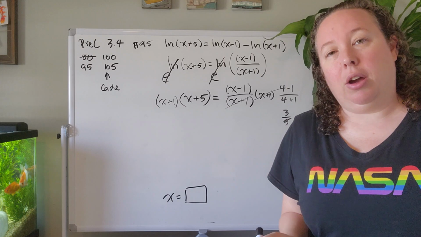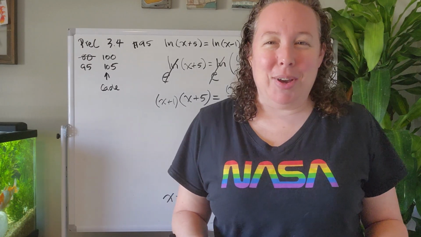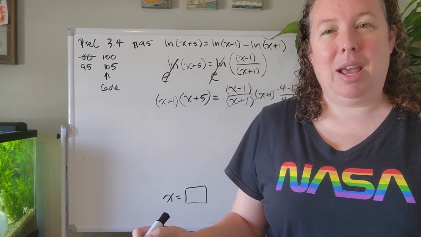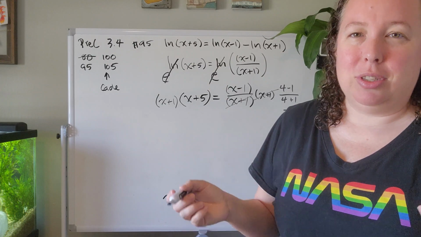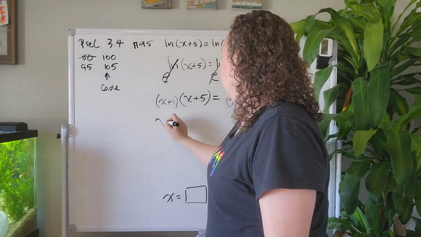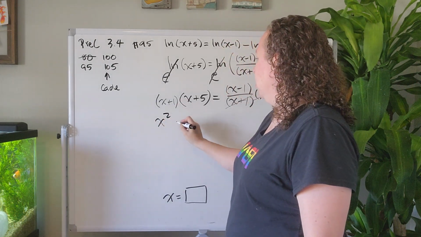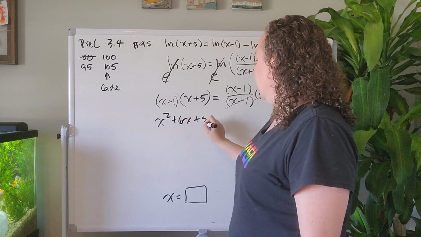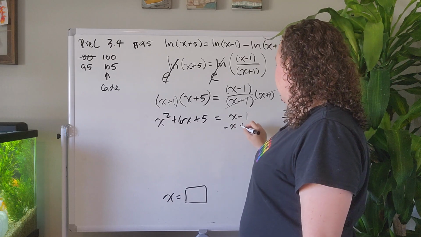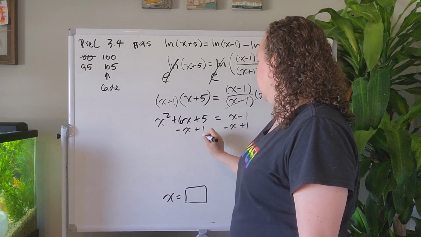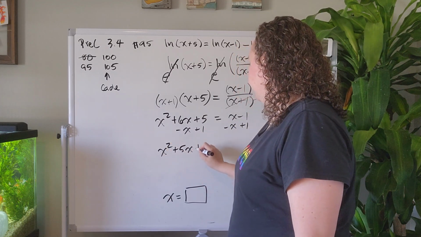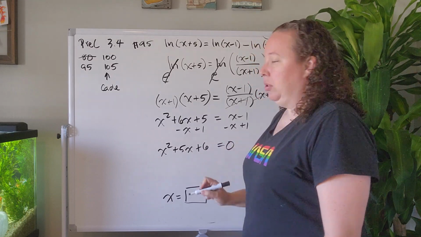And we can solve quadratic equations using the quadratic formula or factoring or other methods that we might know. But the first thing that we're going to have to do if we're going to solve a quadratic equation is that we need to set it equal to 0. So we're going to FOIL this. We've got x squared plus 6x plus 5 equals x minus 1. And so we're going to need to subtract x and add 1 to both sides. And so we've got x squared plus 5x plus 6 equals 0.